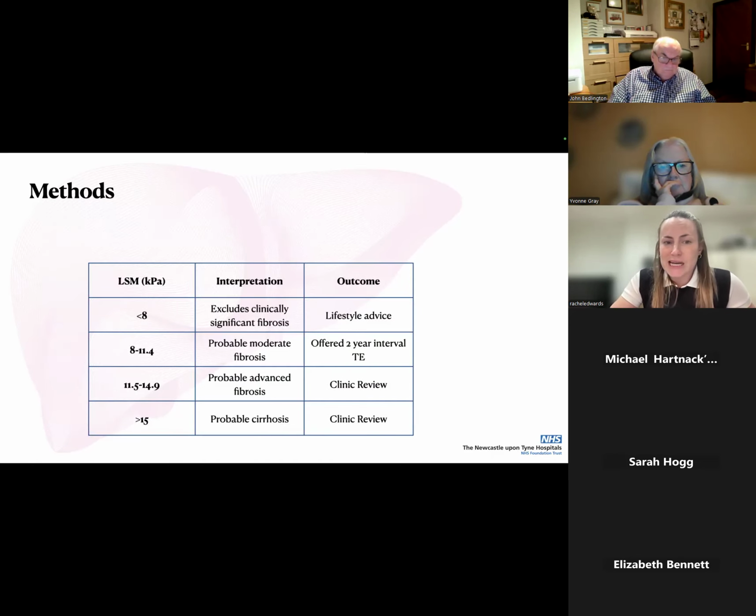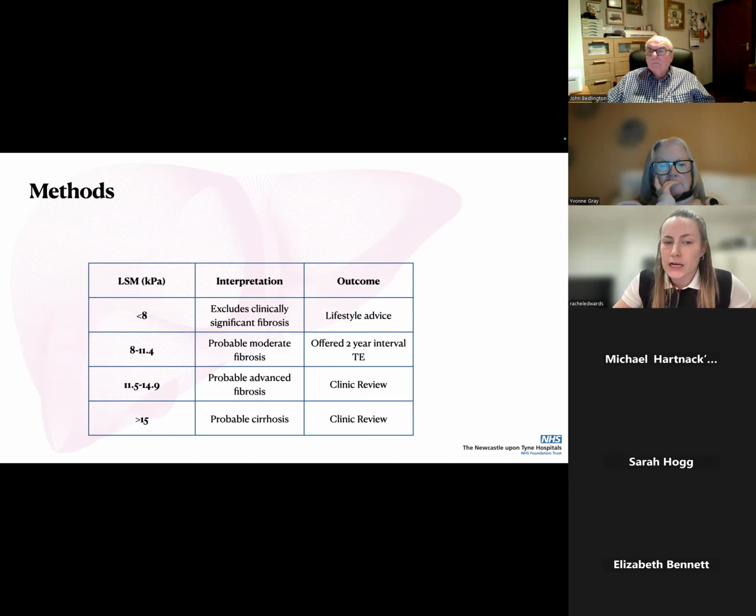So this table delineates how we interpreted the Fibroscan liver stiffness measurements. So as I mentioned earlier, a score of less than 8 was felt to have excluded clinically significant fibrosis, but those patients were still written to with lifestyle advice about the fact that their alcohol intake was harmful and they should consider or seek advice about reducing that. Those with a liver stiffness measurement of 8 to 11.4 were deemed to have probable moderate fibrosis, and again were offered lifestyle advice and a 2-year interval Fibroscan.